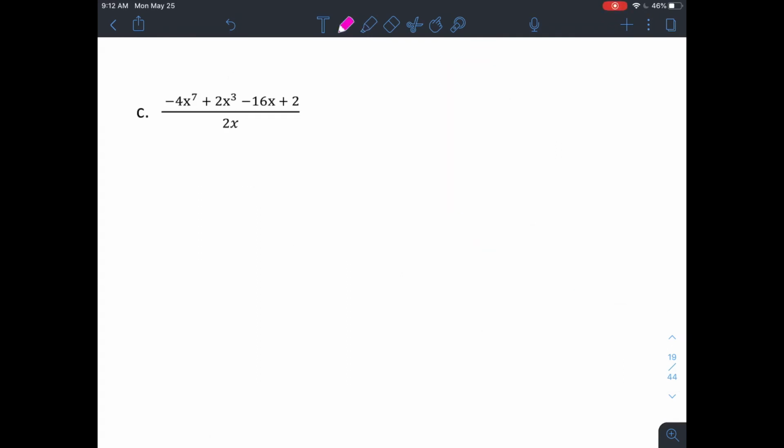One last sort of special case one here. If you happen to be dividing by a monomial, so a single term, then you could rewrite this as a bunch of equivalent individual fractions all over 2x. If you think about how common denominators work, I could write this as negative 4x to the 7th over 2x plus a separate 2x cubed over 2x and so on and so forth, because if I was to combine those terms and they all have the same denominator, then it's going to be equal to my original.